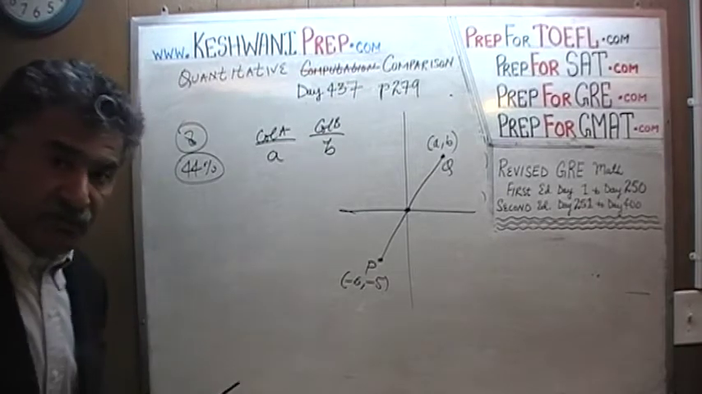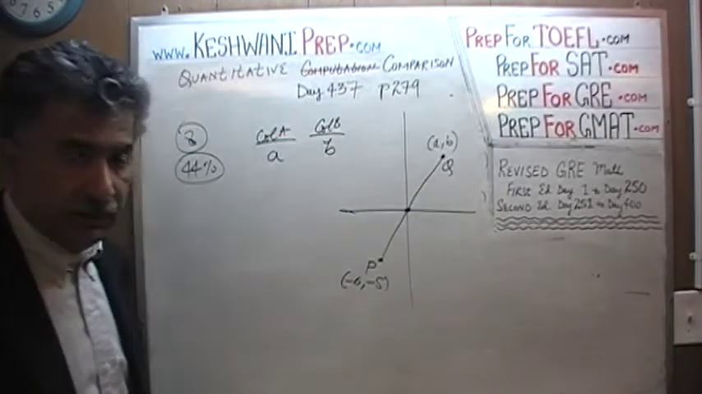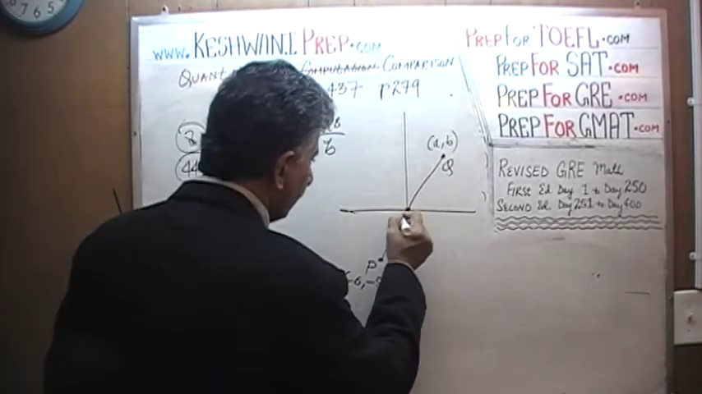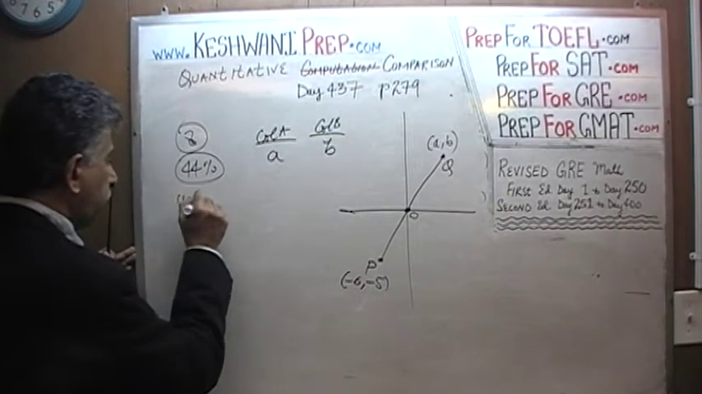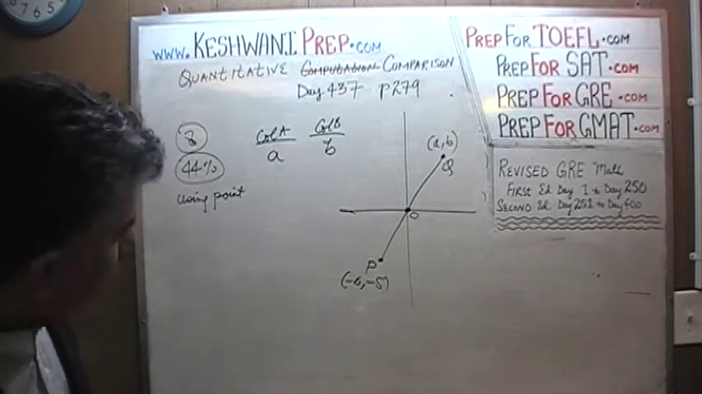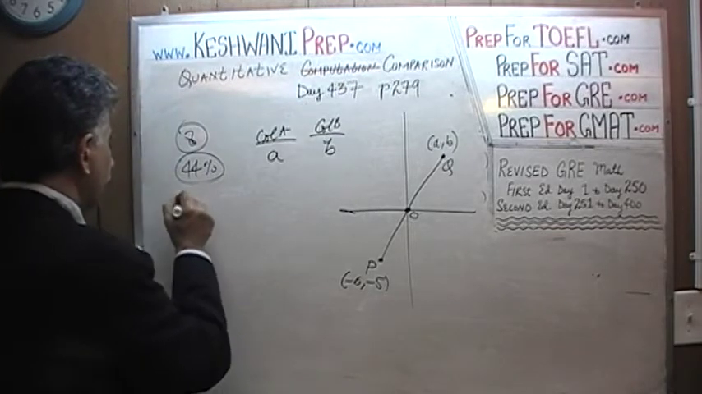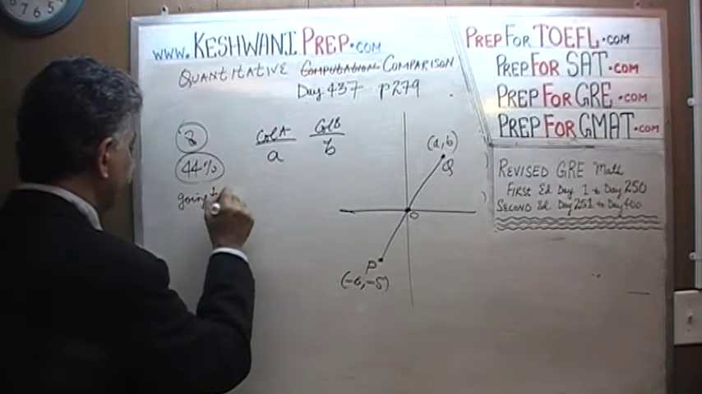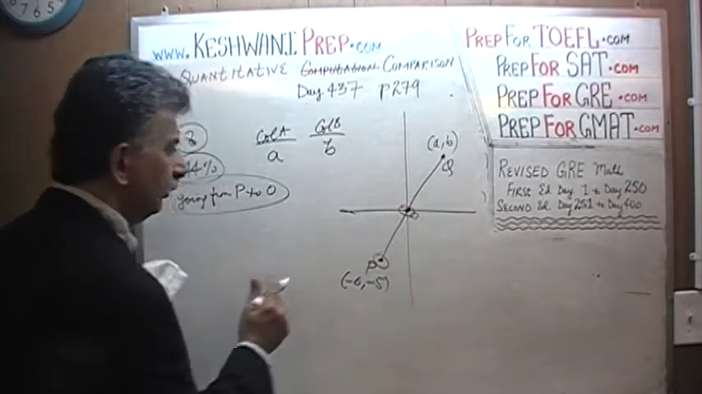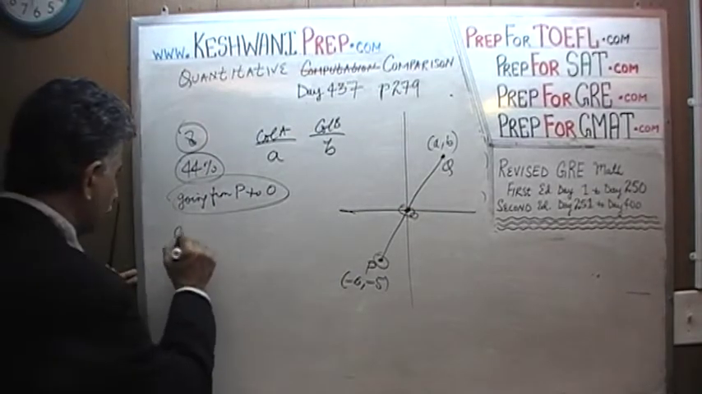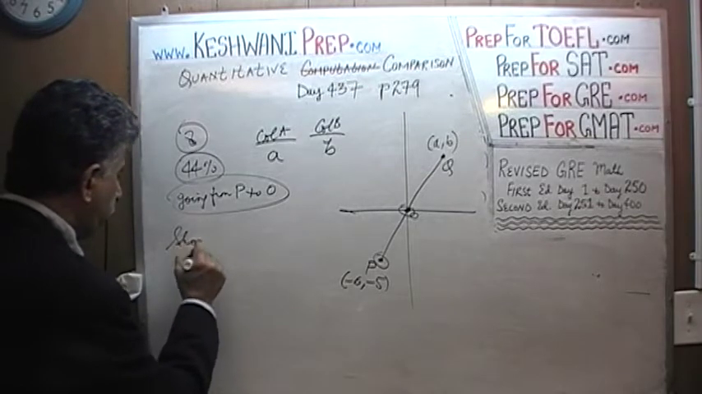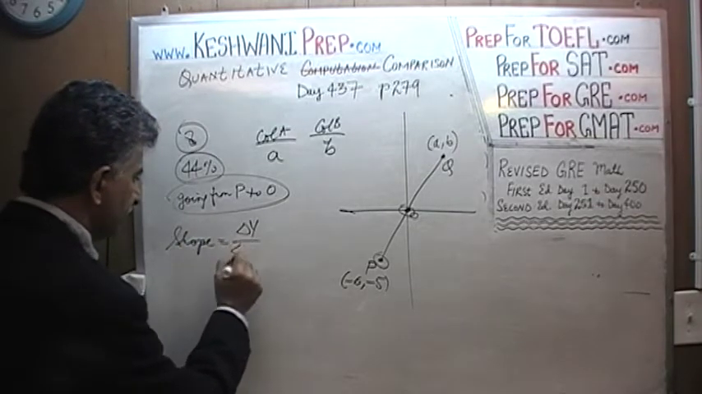Well, the most straightforward way to figure out what A and B might be is to figure out the slope of this line here. Let's call this point O here, and instead of using points, let's say going from P to O. If we go from P to O and measure the slope, slope is equal to the change in y over the change in x.